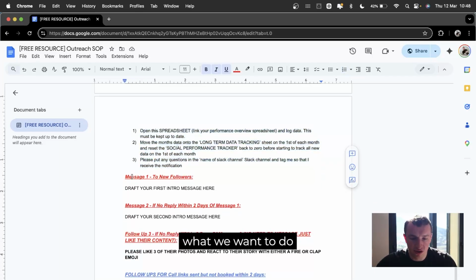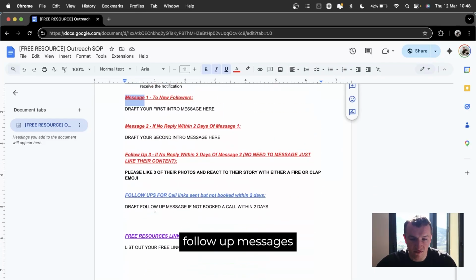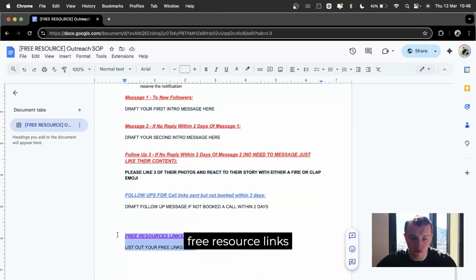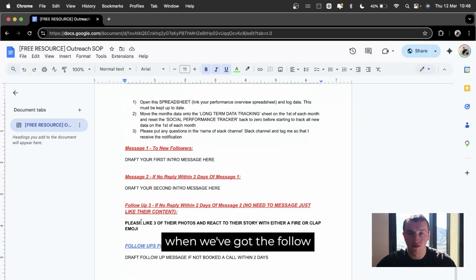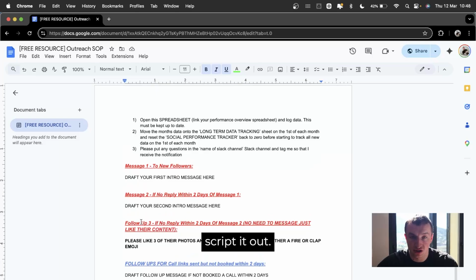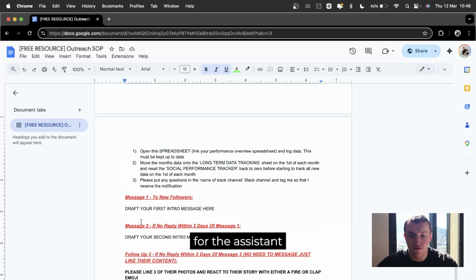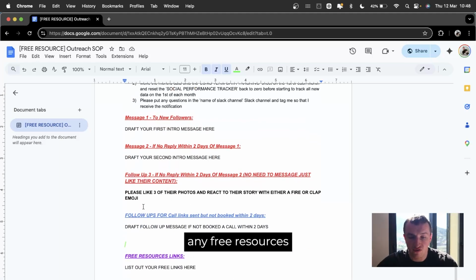Then down here, what we want to do is word out our specific follow-up messages and then give any free resource links. That means we've got the follow-up messages and the new follow messages scripted out, so it's easy for the assistant to use these. We can track the performance of these and edit accordingly. And then we have any free resources linked.